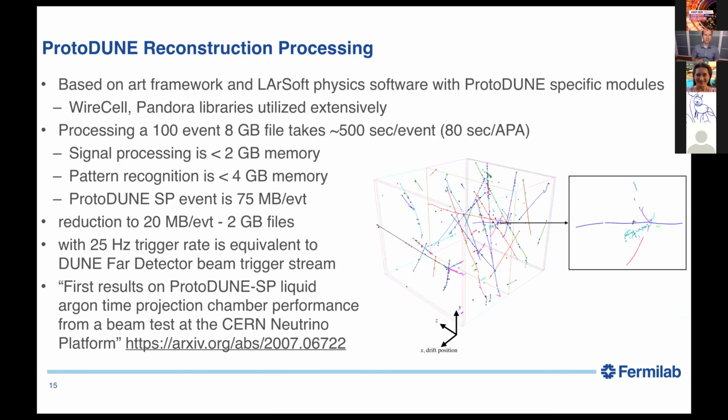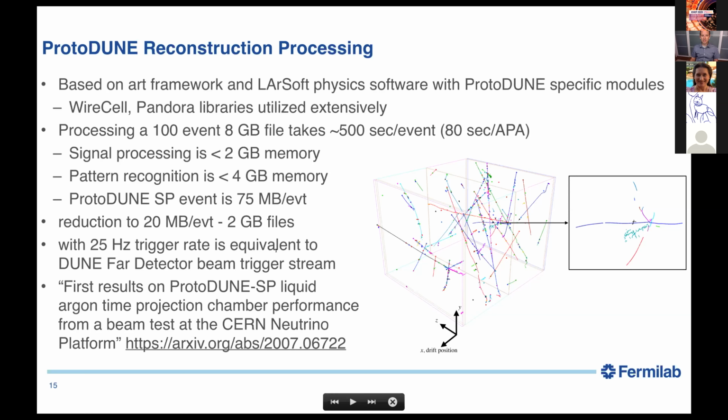Our reconstruction and processing is based on the ART framework, LArSoft physics software, utilizing ProtoDUNE specific modules, incorporating things from WireCell and Pandora libraries. We've been processing 100 event, 8 gigabyte files. It takes about 500 seconds per event. We're utilizing 2 gigabytes of memory for our signal processing, about 4 gigabytes for our pattern recognition. And in the end, what is produced is 20 megabytes per event, coming out of 75 megabytes per event of raw data. As well, with the 25 hertz trigger rate, it really is equivalent to the DUNE FAR detector beam trigger stream.